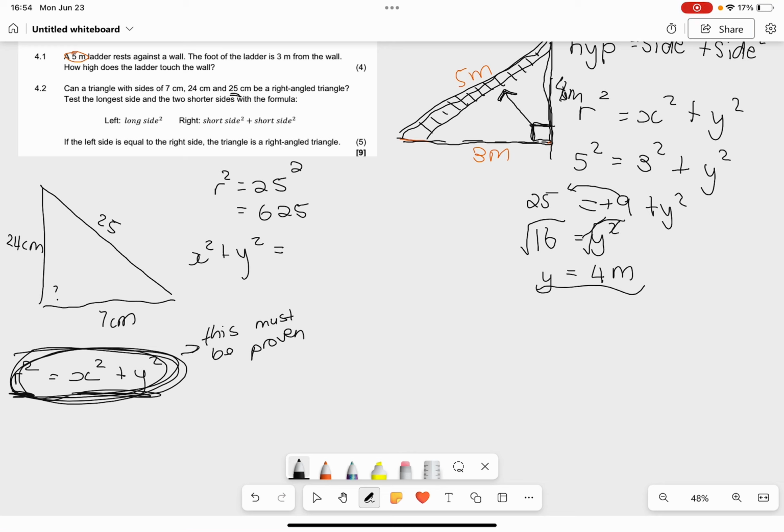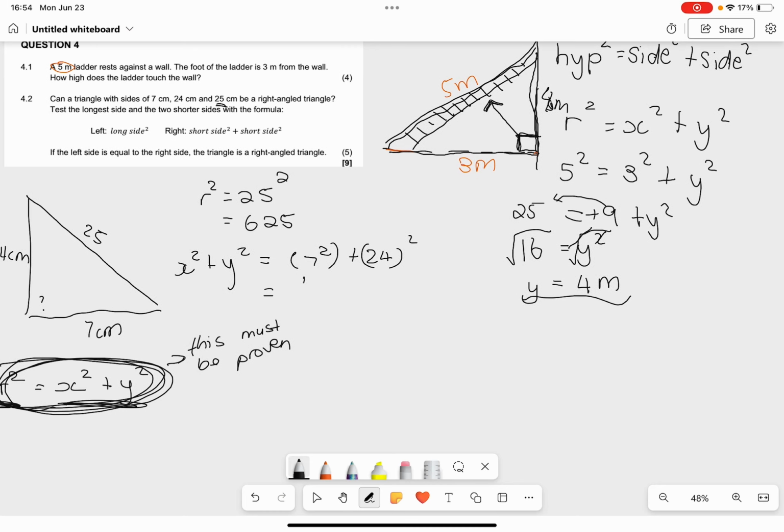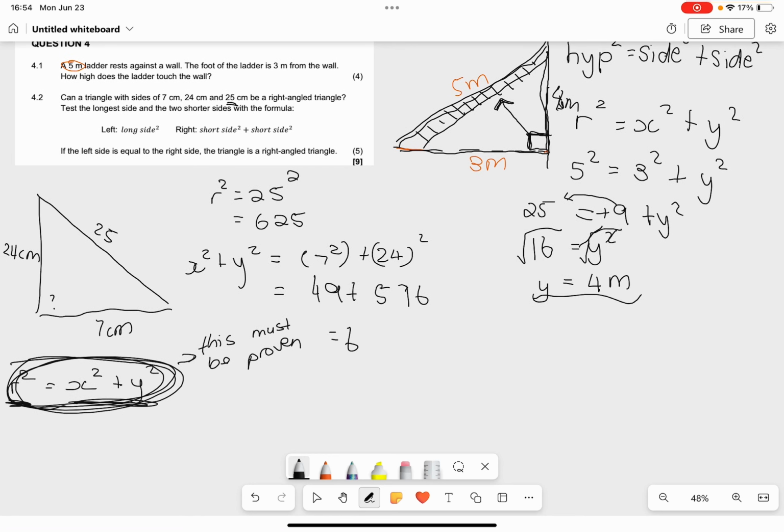X squared plus y squared is equal to 7 squared plus 24 squared. Now we're going to calculate 7 squared plus 24 squared. 7 squared is 49. 24 squared is 576. Then 49 plus 576 is 625. So you can now say, therefore, r squared is equal to x squared plus y squared.